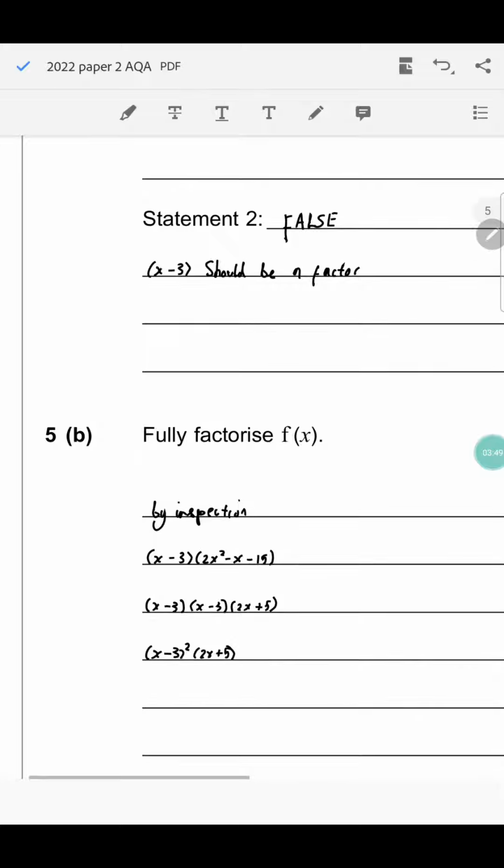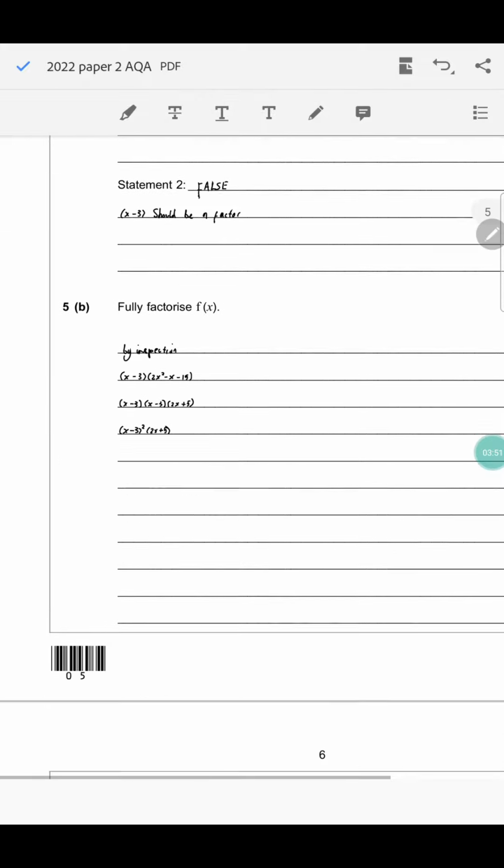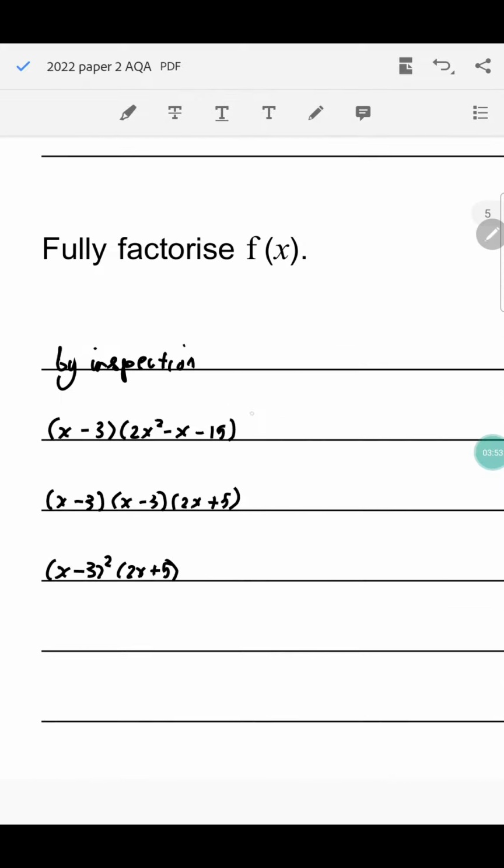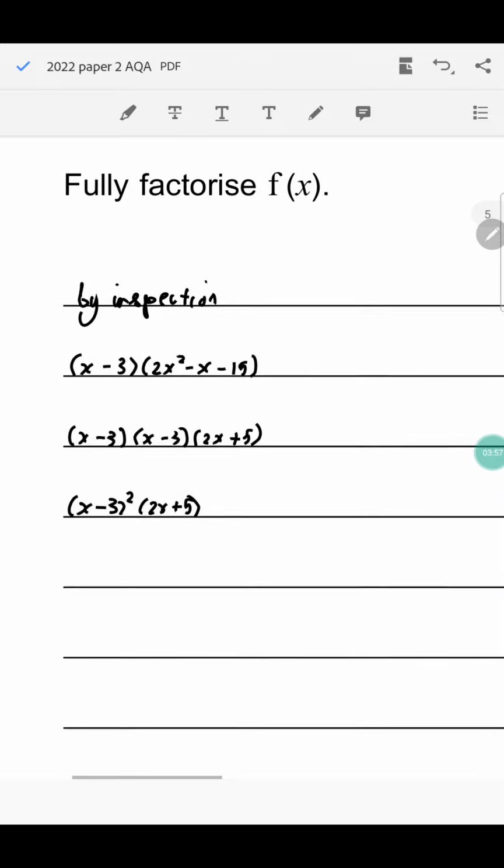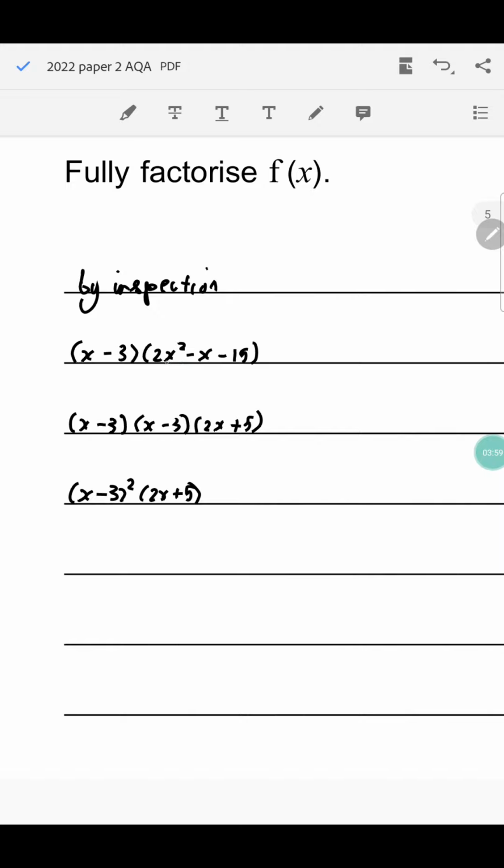Now, to get the positive 45, we need to multiply by negative 15, because minus 3 times negative 15 is 45. And then we know that we can factorize this bracket further to get x minus 3 and 2x plus 5. And then we could just simplify that into two brackets, which is x minus 3 all squared multiplied by 2x plus 5.